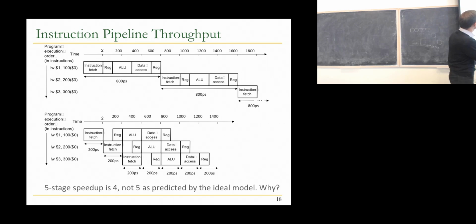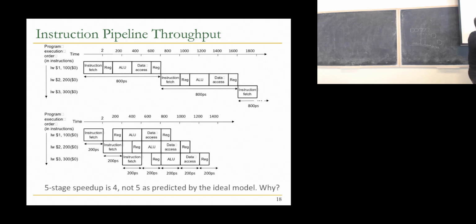So basically, you increase the latency, right? What we've done is, before, if we didn't pipeline, regardless of eliminating the latch overhead, an instruction took 800 picoseconds. Now, because we pipeline, the instruction latency is 1,000 picoseconds. Because each stage needs to take the same amount of time, and we haven't balanced the stages well. That's why the 5-stage, even though you have 5 stages, the speed up you get is really 4, not 5. Does that make sense?